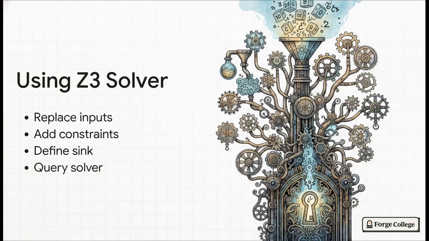So how do we actually build this into a functional system without melting our machines? Well, we use tools like a Z3 Python solver. First, we replace our concrete inputs with symbolic variables. So instead of the number 5, we just use the variable x. Second, we accumulate branch path constraints as we make our way down the execution tree.